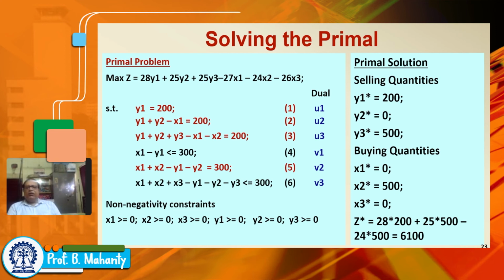Selling quantities y1 equal to 200, y2 equal to 0, y3 equal to 500, and buying quantities x1 equal to 0, x2 equal to 500, and x3 equal to 0. And what will be the value of z? 28 into 200, plus 25 into 500, minus 24 into 500. That is 6100. So look here, a slightly complicated problem we could solve simply by inspection. That is how duality can actually help us.